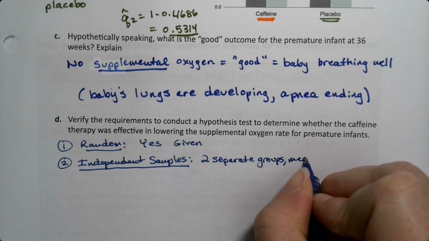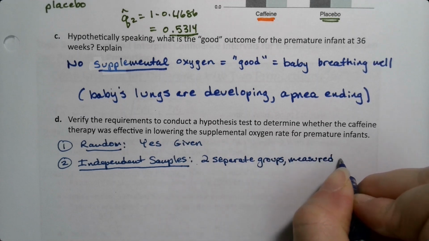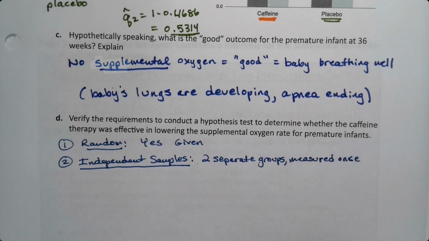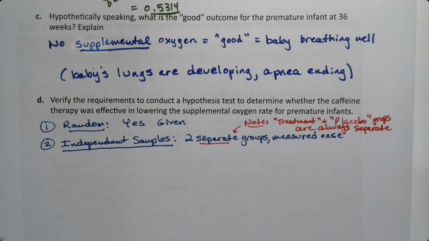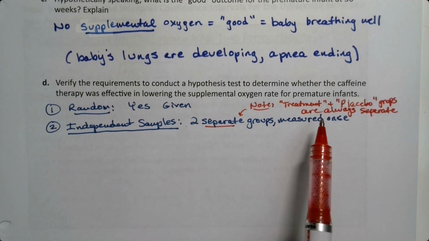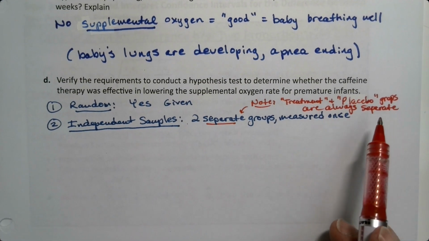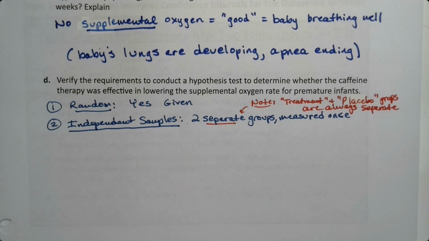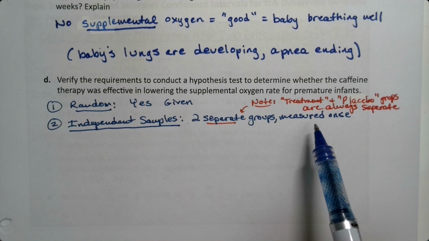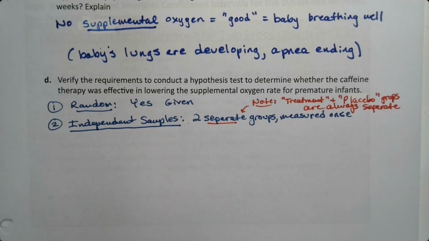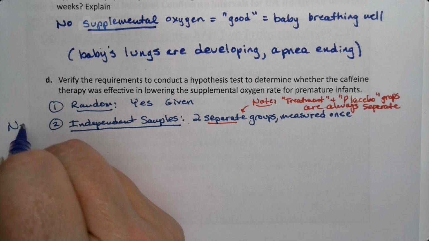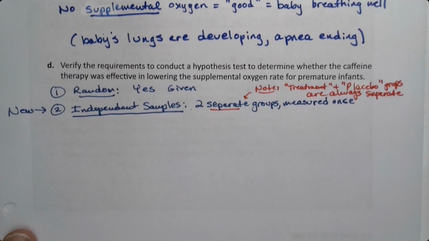measured once. Right? They measure them at 36 weeks to find out if they need supplemental oxygen. And I just added that as a little note. Right? Treatment and placebo groups are always separate. Always. That is mandatory. They might not always be independent, but that might be because you do a before and after thing. But they will always be separate from each other. All right, next. Now that's the new piece, right? So this is new. We haven't had this before this chapter.